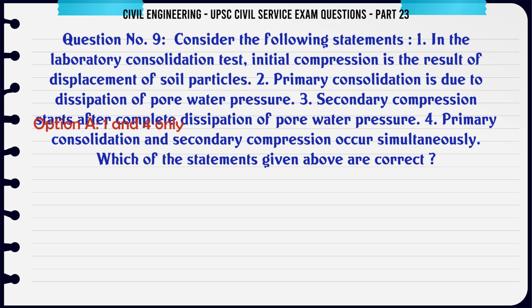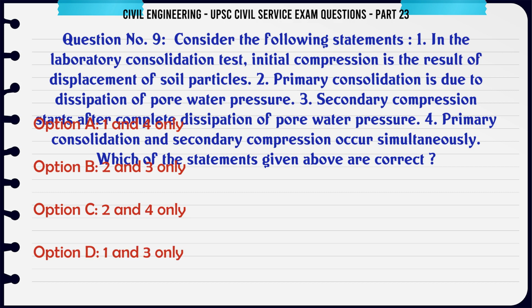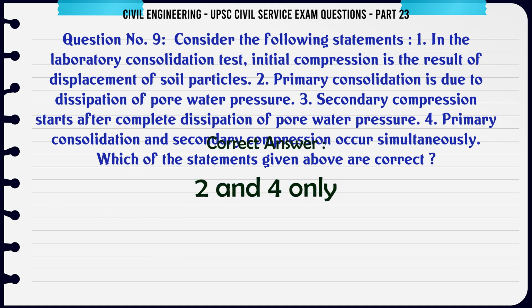Consider the following statements. 1. In the laboratory consolidation test, initial compression is the result of displacement of soil particles. 2. Primary consolidation is due to dissipation of pore water pressure. 3. Secondary compression starts after complete dissipation of pore water pressure. 4. Primary consolidation and secondary compression occur simultaneously. Which of the statements given above are correct? A. 1 and 4 only. B. 2 and 3 only. C. 2 and 4 only. D. 1 and 3 only. The correct answer is 2 and 4 only.